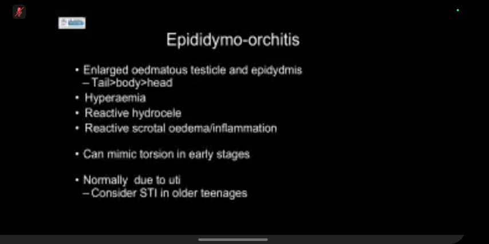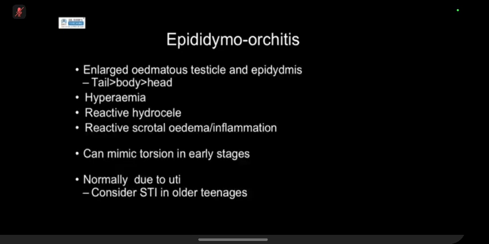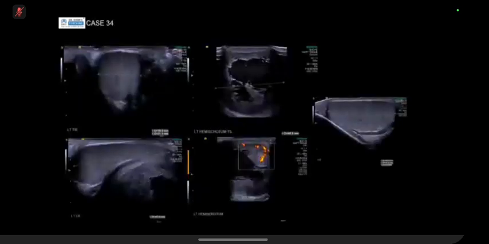So I think if you're in doubt and you're doing it clinically, you have to speak to the surgeons and say, this may be torsion, and then they have to decide clinically if it fits or not. Normally, we see epididymoorchitis in pediatric patients secondary to urinary tract infections, but in older children, teenagers, consider sexually transmitted infections as a cause. So we'll go to the next case.